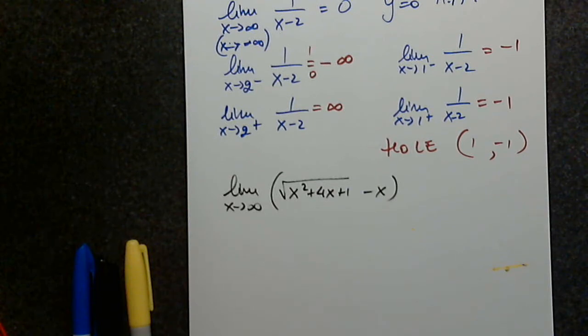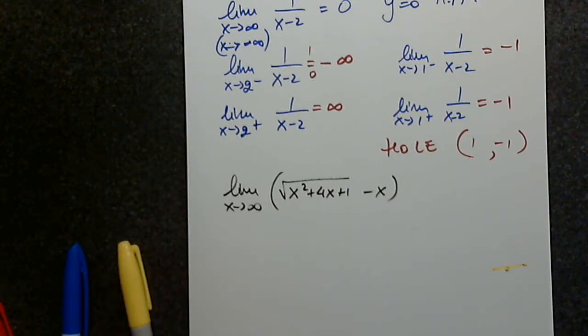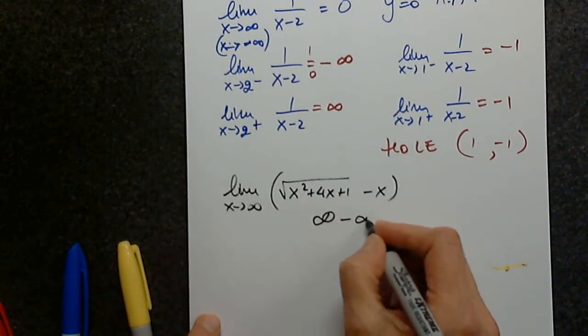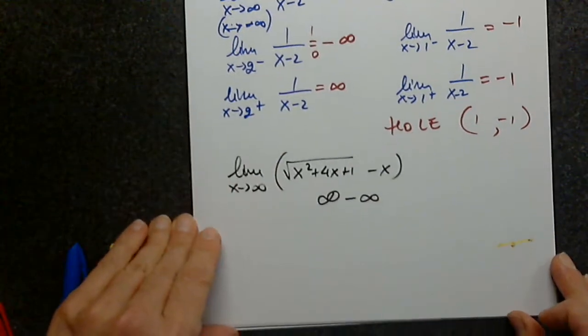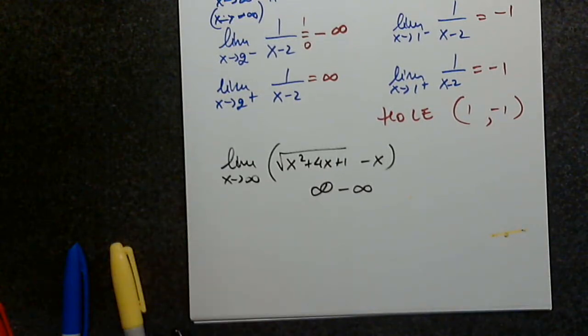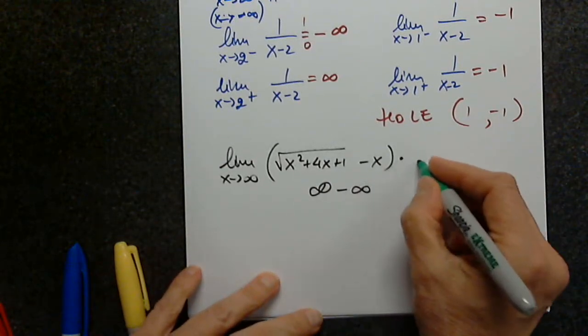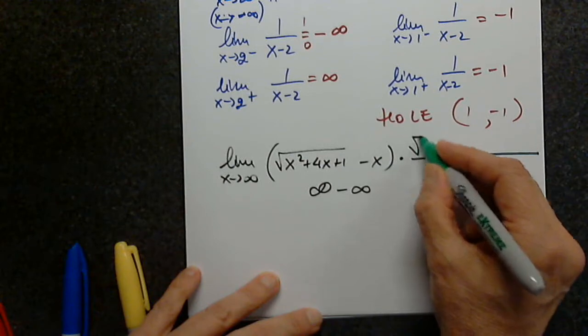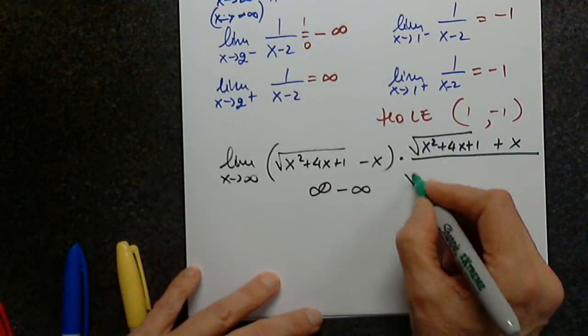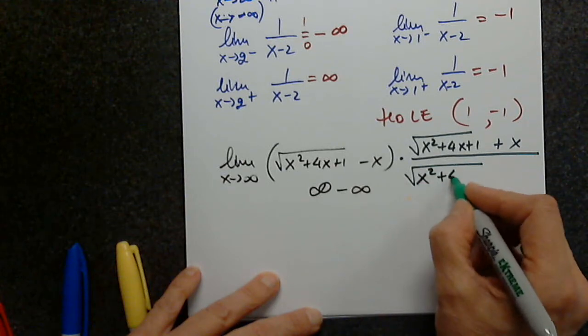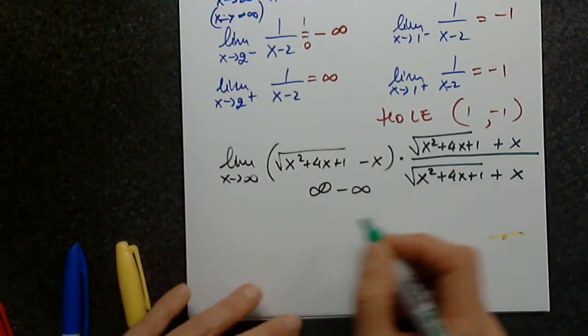So what do we do? What is the first thing I have to check? Right, it is infinity minus infinity. It's an indeterminate case. Who knows what we're going to come up with? No one does. So in this case, what is the only chance? Conjugate. Good. So the square root of x squared plus 4x plus 1 plus x, over the square root of x squared plus 4x plus 1 plus x.